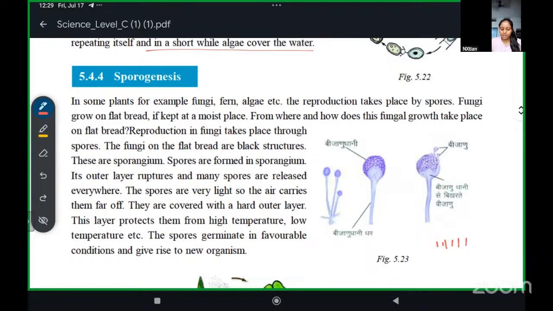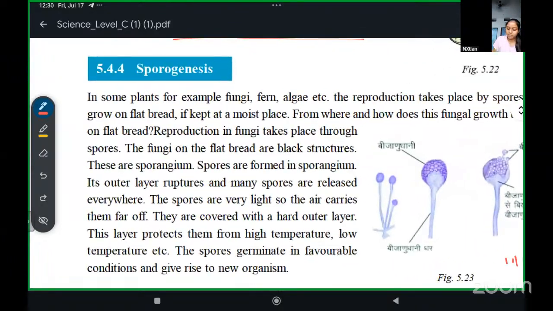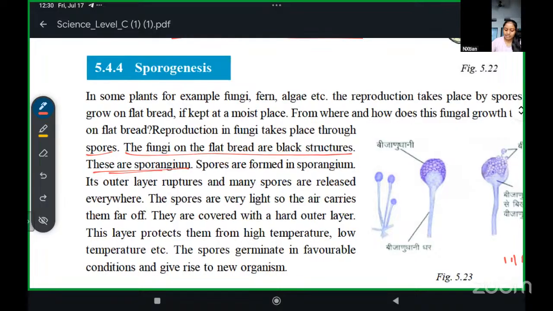In some plants, for example fungi, fern, algae, etc., reproduction takes place by spores. Fungi grow on flatbread if kept in a moist place. From where and how does this fungal growth take place on flatbread? Reproduction in fungi takes place through spores. The fungi on the flatbread are black structures. These small structures are known as sporangium. Spores are formed in the sporangium.